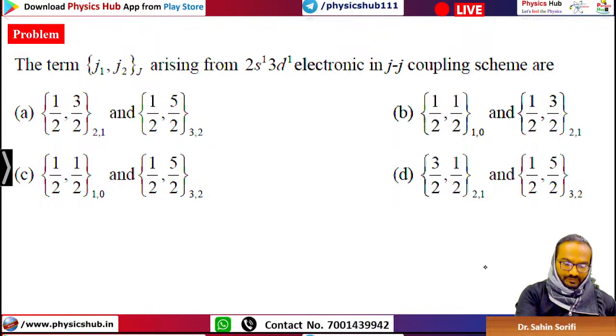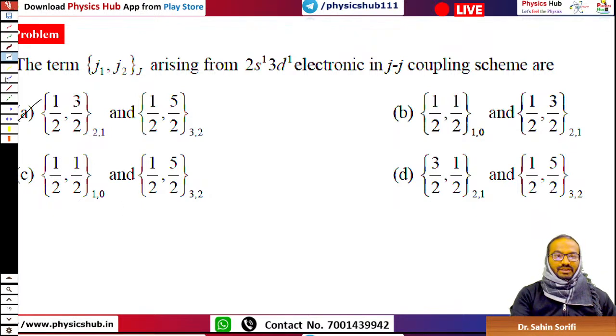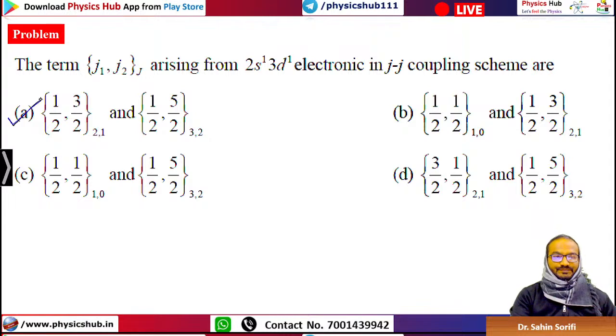Option A, very good. मुझे भी वही लगता है, ऑप्शन ए ही होना चाहिए.